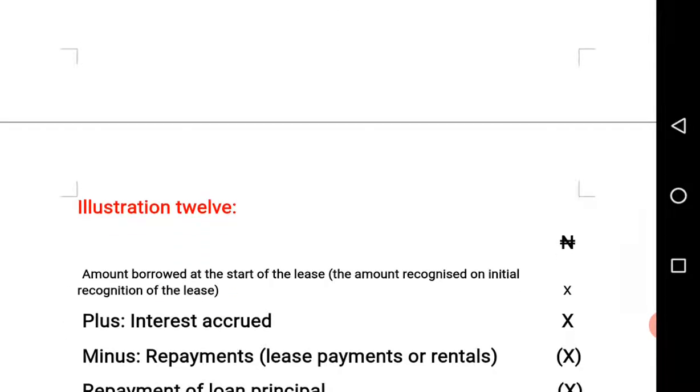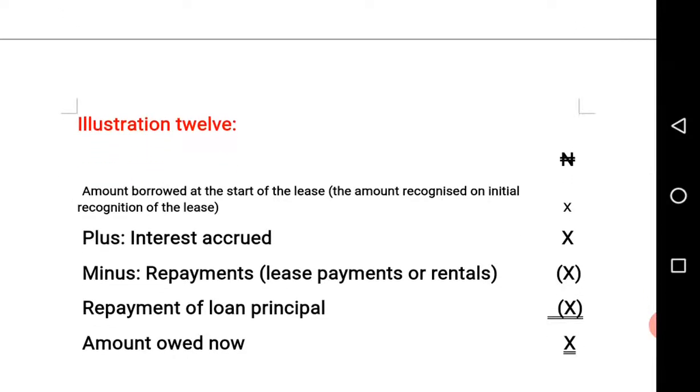Now we move over to illustration 12. We have a calculation on the amount owed, or the amount left on the lease to be paid. Now we have a format here which says amount borrowed at start of the lease, amount recognized at initial recognition of the lease, which could be the cost of the asset, plus interest accrued, minus repayments, lease rentals, then also minus repayments of loan principal. Then you get the amount owed. Now that's the current amount the lessee is owing the lessor.